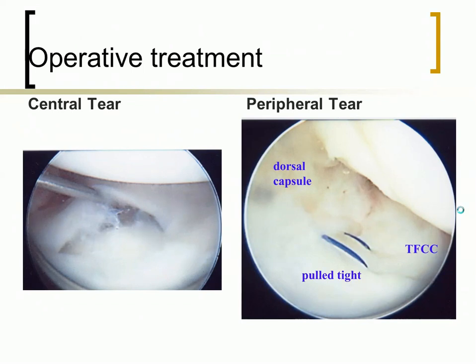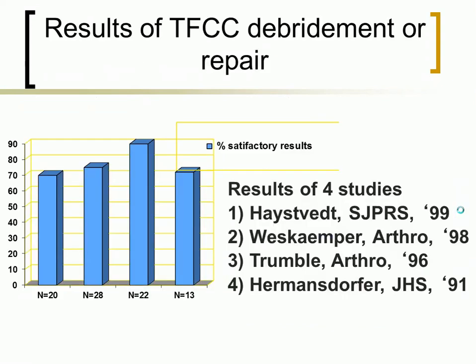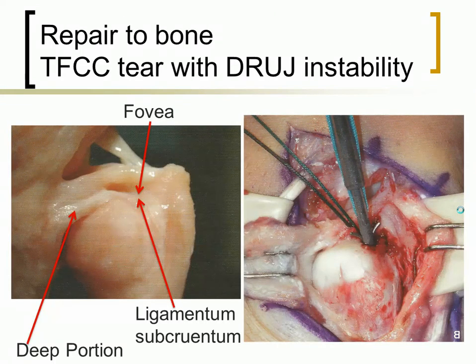Operative treatment includes arthroscopic treatment of a central tear or repair of a peripheral tear. Results of surgery show success rates of 70 to 90% of TFCC debridement or repair. With arthroscopic techniques, the TFCC is typically repaired to soft tissue, specifically the ECU subsheath. When there is a combination of TFCC peripheral tear and DRUJ instability, the TFCC is best repaired directly to bone, to the fovea. This is typically done with an open technique seen on the right.